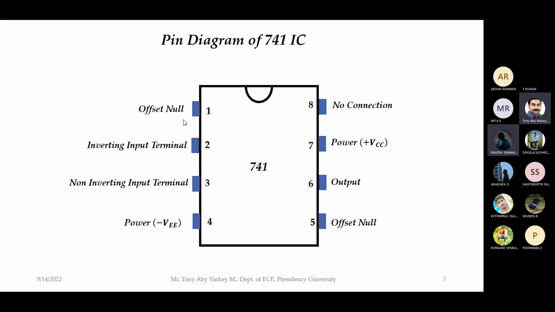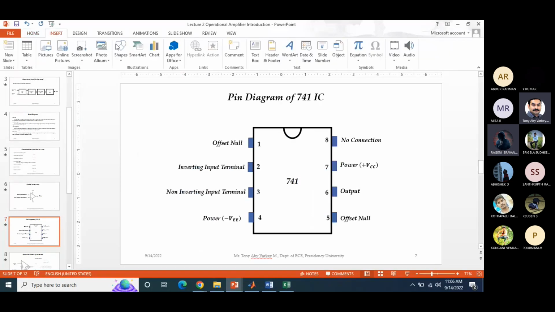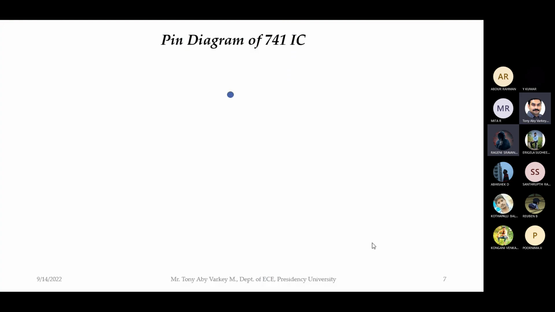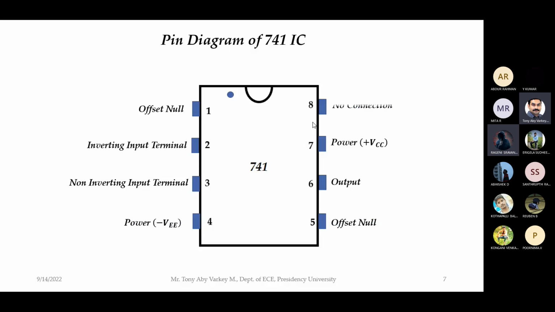Please remember, one more thing is required. Here there will be a small dot actually. I forgot to put that. Let me put it now. One dot will be there. When you come to lab, I will show you. There will be a small dot like this, and wherever that dot is, that is pin number 1. Pin number 1, 2, 3, 4, 5, 6, 7, 8. So this is the pin diagram of the 741 IC which we will be using in our lab.